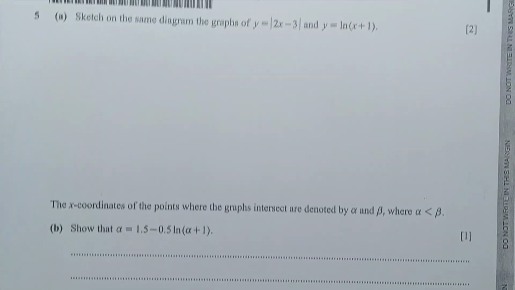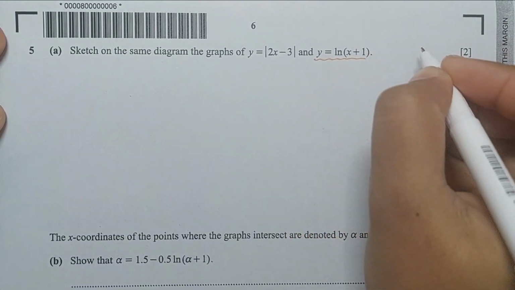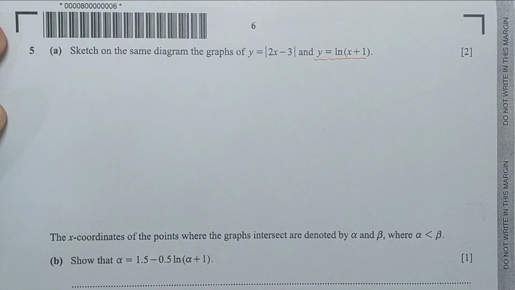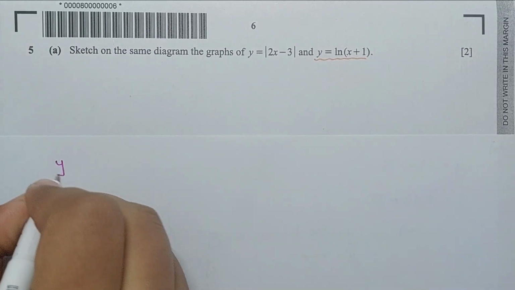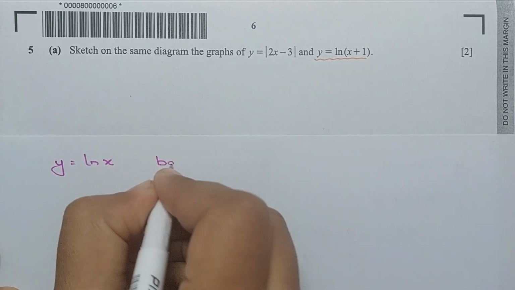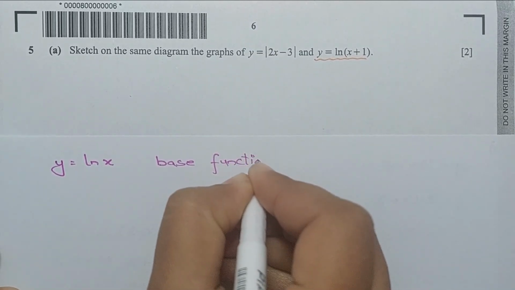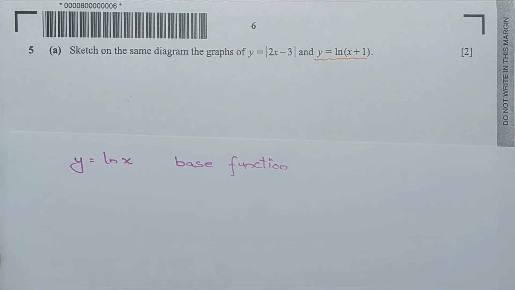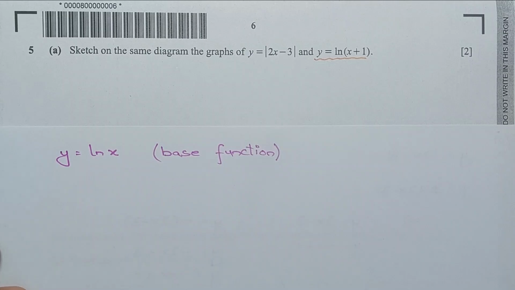Okay, now I'm going to explain how we graph the function y equals ln of x plus 1, right? The second function is y equals ln x. This is the base function, right? Then some transformation is applied on this base function, and you will get y equals ln x plus 1. So this is the base function. First thing, we need to figure out what the graph of y equals ln x is, right?